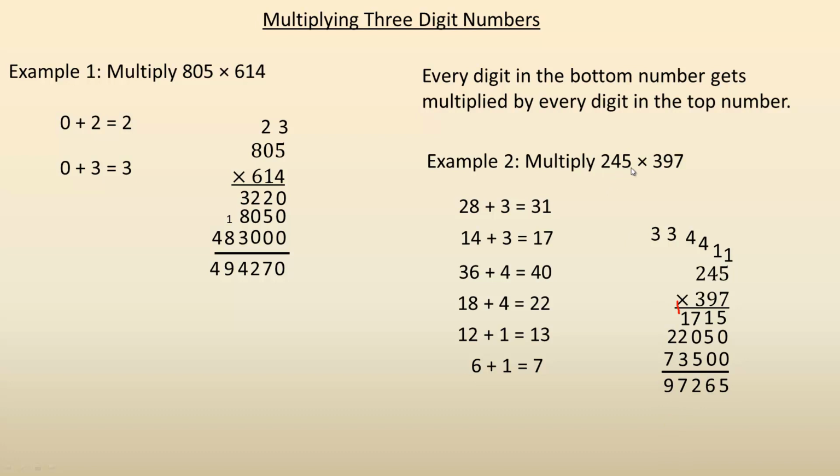So 245 multiplied by 397 is 97,265. So there's a couple of examples of multiplying 3-digit numbers together. And so basically, you multiply every digit in the bottom number by every digit in the top and do the carrying when necessary. And that's the end of the tutorial.